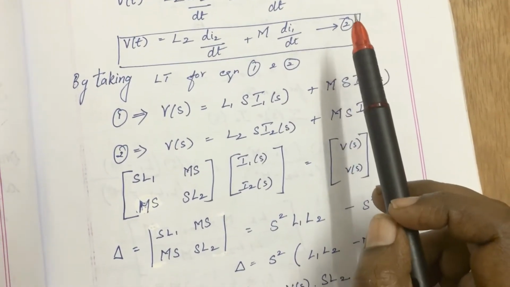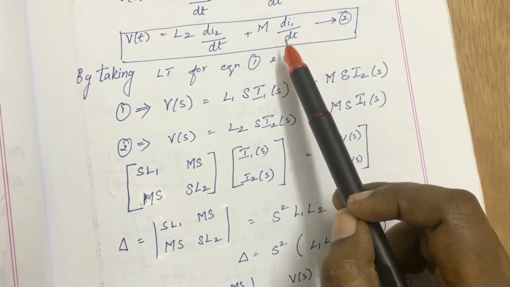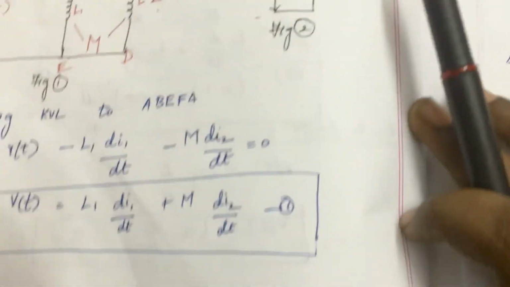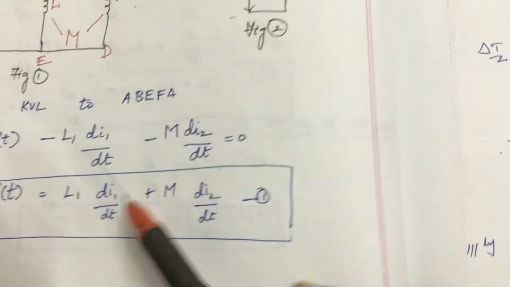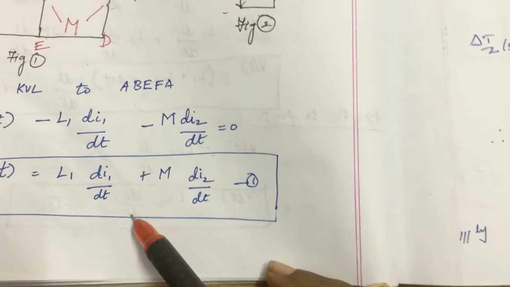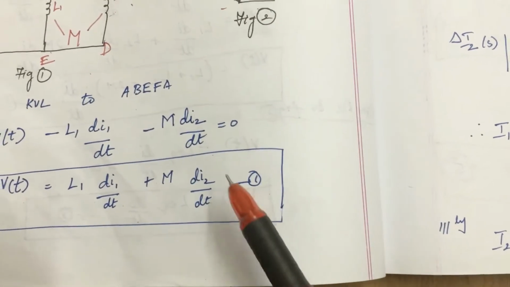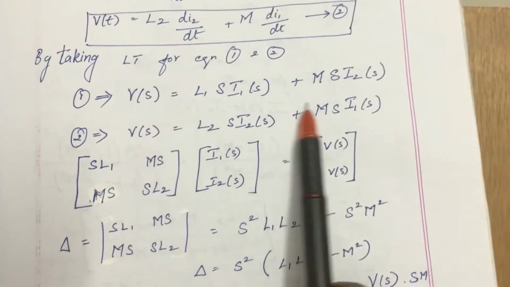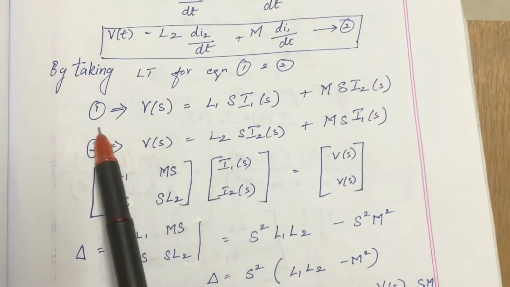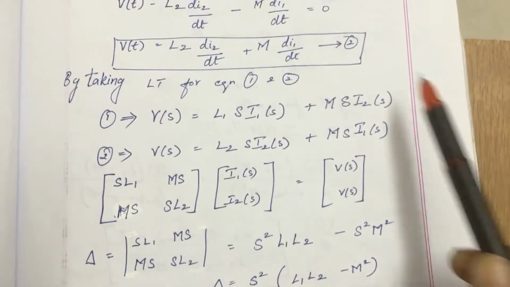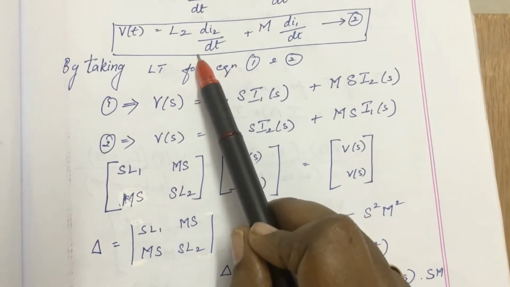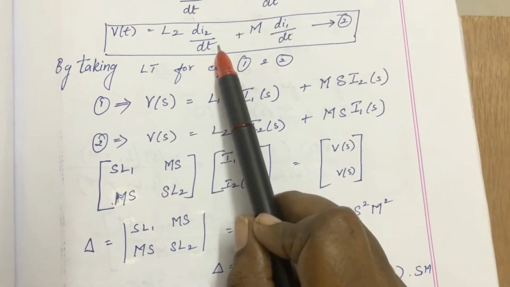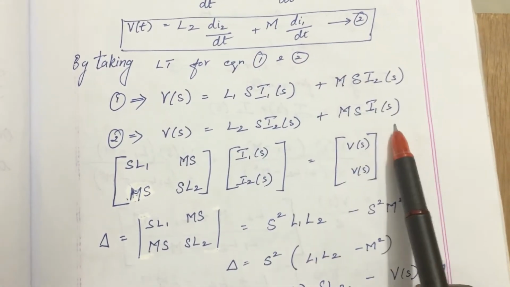Next we are going to apply Laplace transform to these two equations. For equation 1, when we apply Laplace transform, V of t becomes V of S equals L1 S I1 of S plus M S I2 of S. So we have our Laplace transform equation for equation 1. For equation 2, similarly, we write V of S equals L2 S I2 of S plus M S I1 of S.